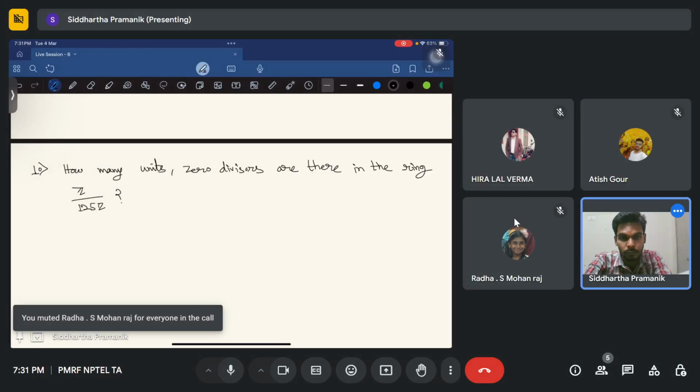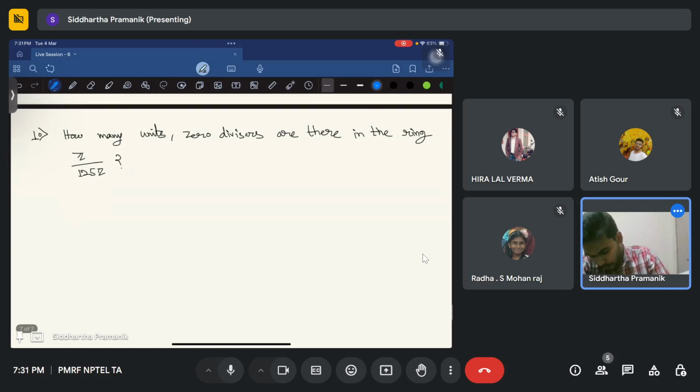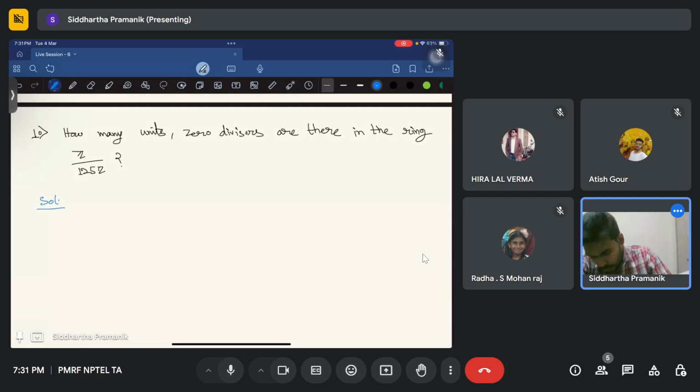Okay, so if you have doubts, then you can unmute yourself or you can write in the chat box. Do you have any idea how to do this? So first of all, recall one thing which I have done in my earlier problem solving sessions.